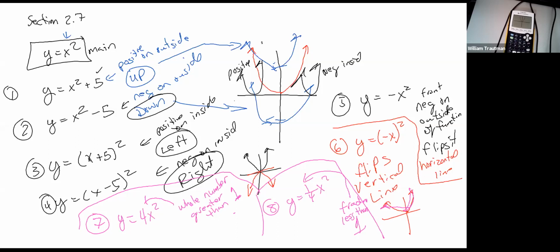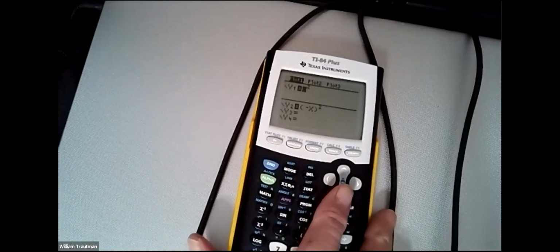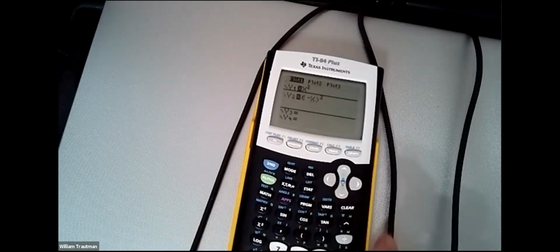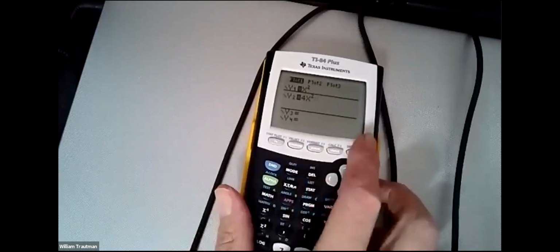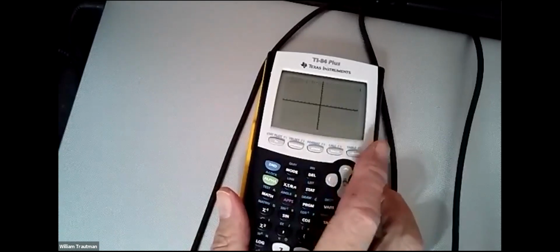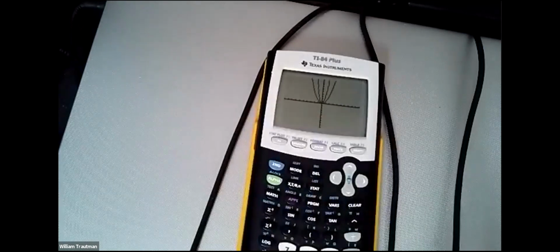All right, so let's look at my calculator. We're going to put a 4x squared. So we're just putting a 4 in front of it. Graph it. There's the original. A 4 in front of it makes it skinnier. Do you see it goes on the inside? So a 4 in front of it makes it skinnier.